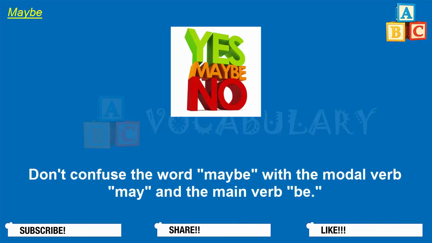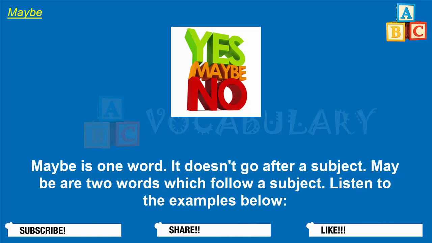Don't confuse the word maybe with the modal verb may and the main verb be. Maybe is one word. It doesn't go after a subject. May be are two words which follow a subject. Listen to the examples below.